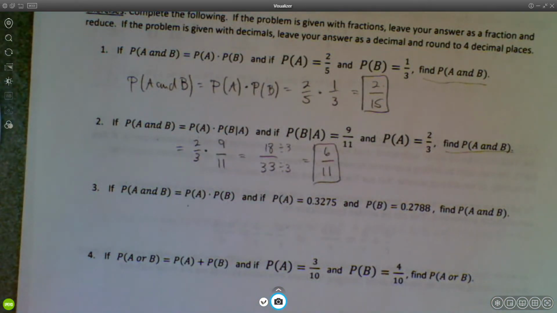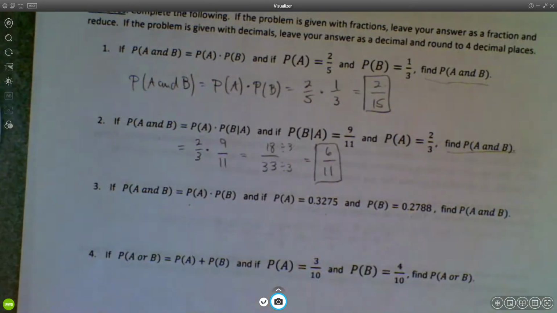Okay? Go ahead and give number 3 a shot. This time we are given decimals, so leave your answer as a decimal and round to 4 decimal places.